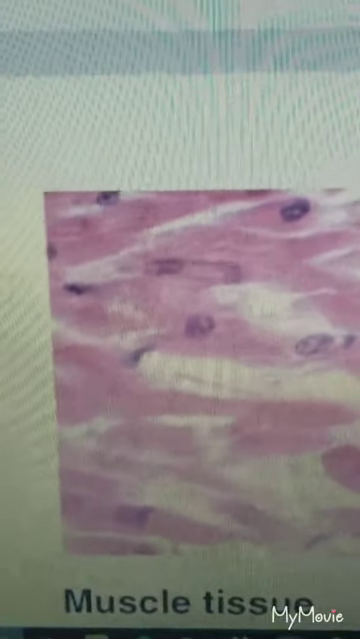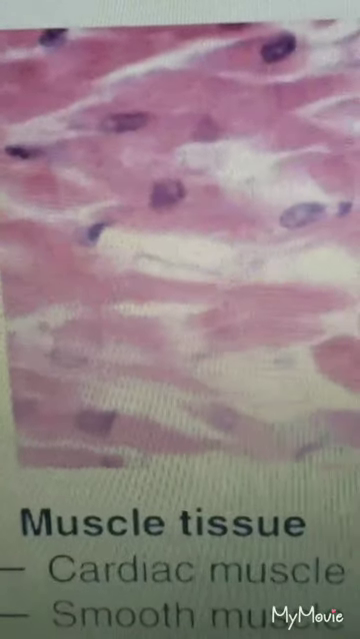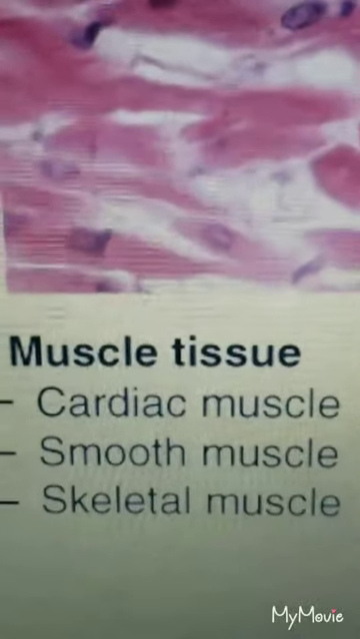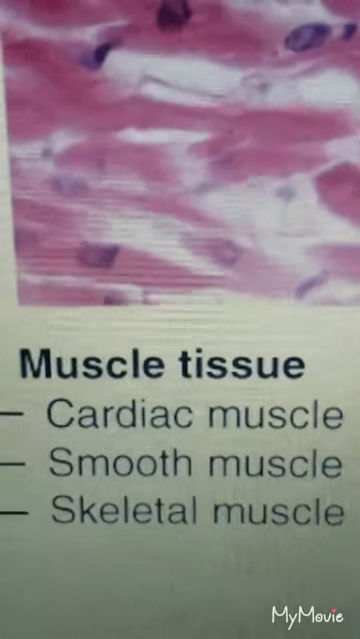The next type of tissue found in the body is the muscle tissue. As the name indicates, it is tissue that makes the muscles of the body, and there are 3 types: cardiac muscle, smooth muscle, and skeletal muscle. And we're going to discuss a little bit of each.